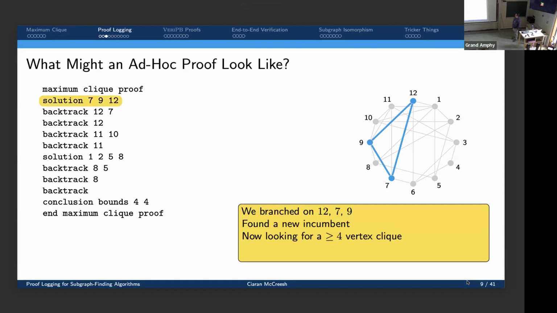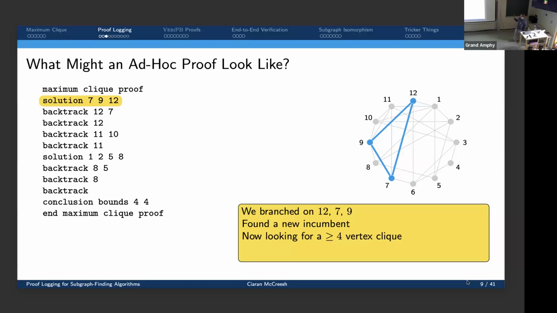So we're going to write this into the proof log file. We're going to say, okay, here is a solution. The proof checker could easily go away and check that, yes, this is in fact a valid clique and it has 3 vertices. From now on, we are only looking for a clique that has 4 or more vertices in it.